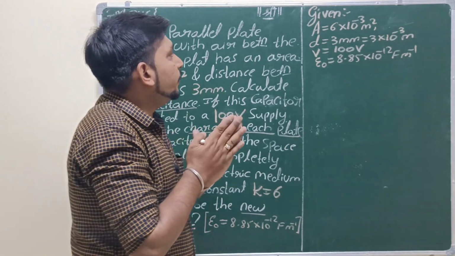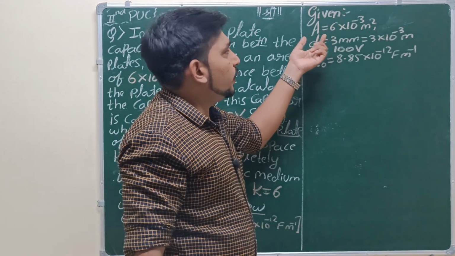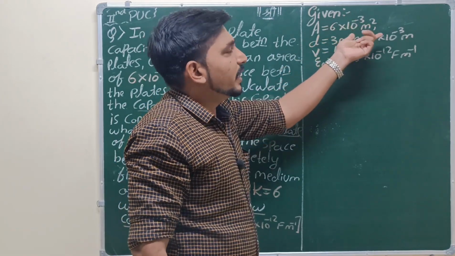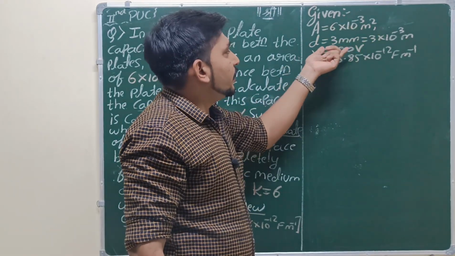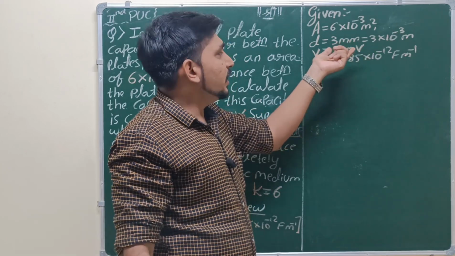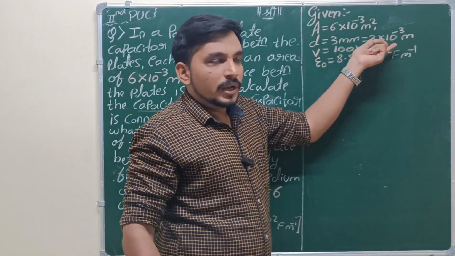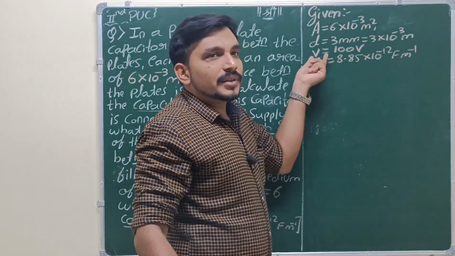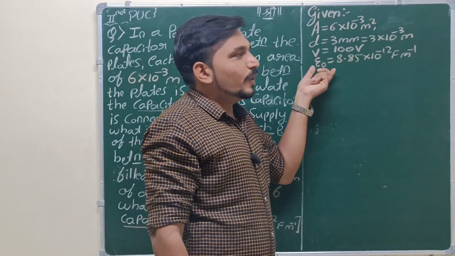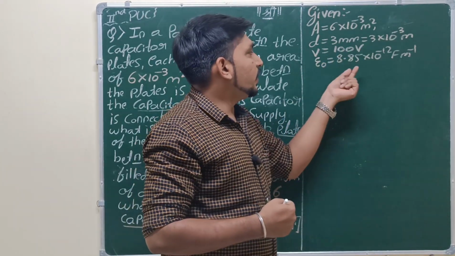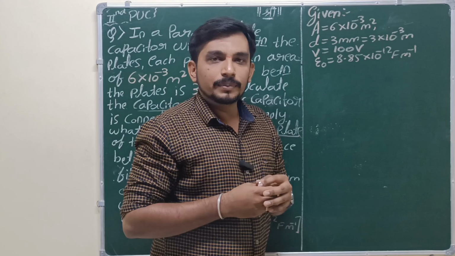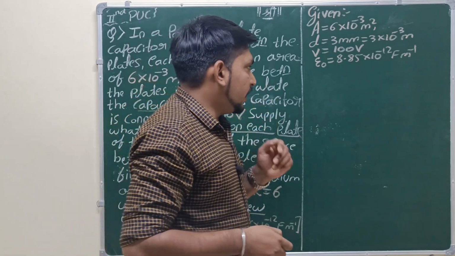First of all, the given values: A is equal to 6 into 10 raised to minus 3 meter square. The distance between the two plates is 3 millimeter, which is equal to 3 into 10 raised to minus 3 meter. The voltage supplied is 100 volt. Epsilon naught is a constant value, that is 8.85 into 10 raised to minus 12 farad per meter. Okay, so now understand the question.